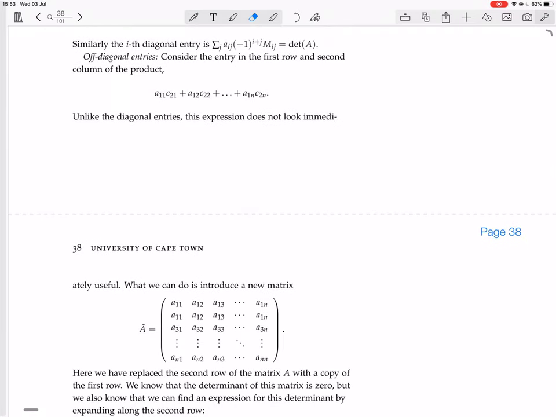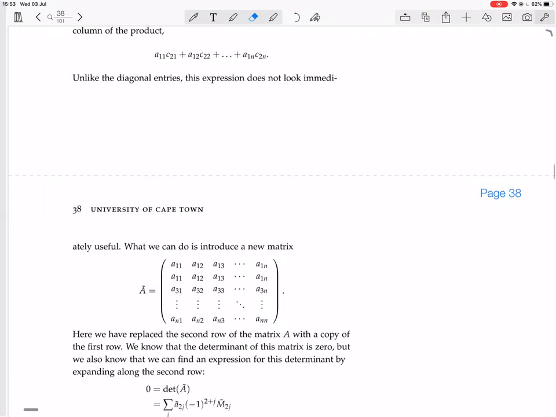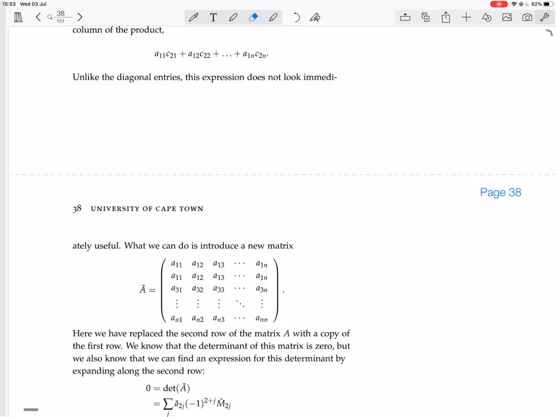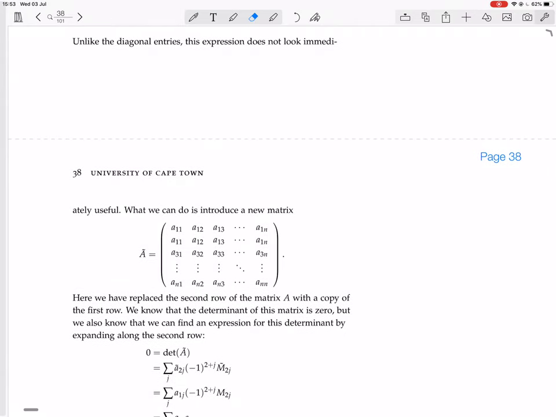Okay, now what can we do? How can we actually calculate this? So what we do is we make up a new matrix. We want to try and prove this is zero, right? So I think what we're going to do is try and show that this is the determinant of a matrix which has some property, like one row being identical to another, which will show us that its determinant is zero, because we know that the determinant of a matrix with two rows that are the same is zero. Okay, so we introduce a new matrix.